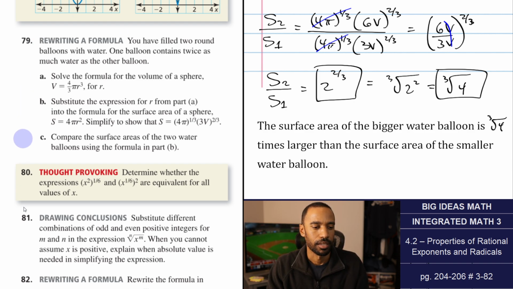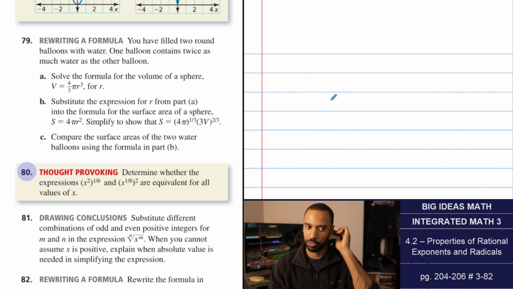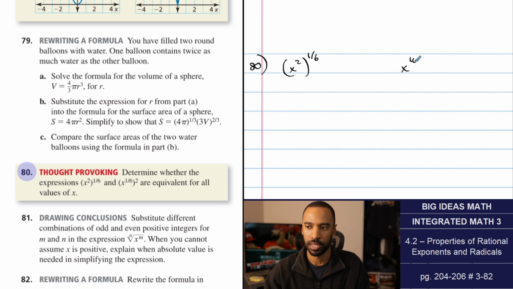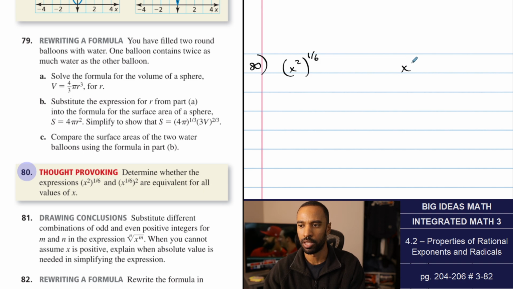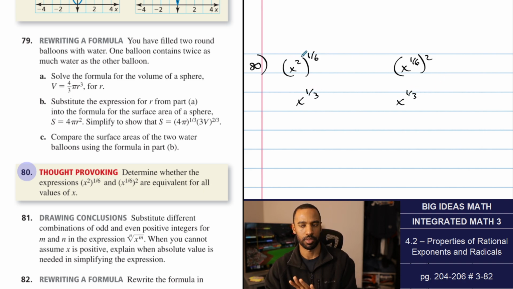Okay, number 80, thought-provoking. Determine whether the expressions x squared to the 1/6 power and x to the 1/6 squared are equivalent for all values of x. No, this is actually something that I had brought up before. They're not really saying explain. Obviously, I'll explain it to you guys. Here's the thing. If they ask you to simplify something, you're thinking, oh, yeah, just do 2 times 1/6 and you get x to the 1/3, and here you get x to the 1/3. But they're not the same, though.